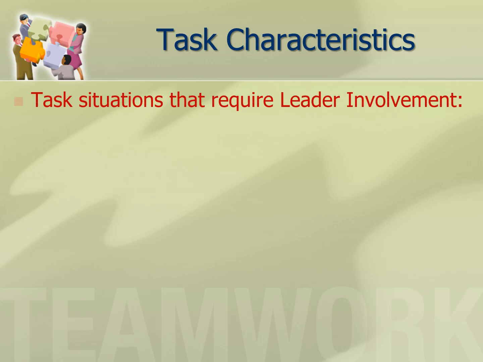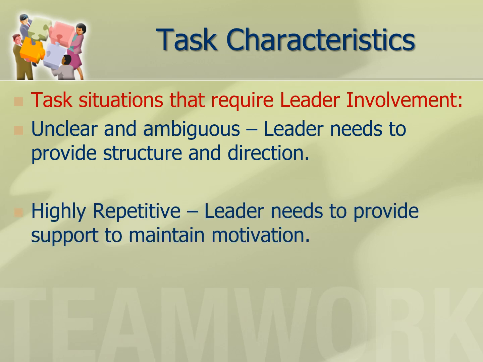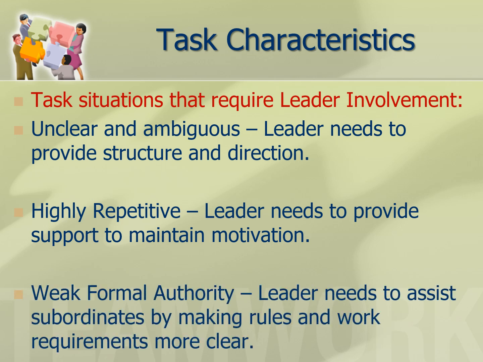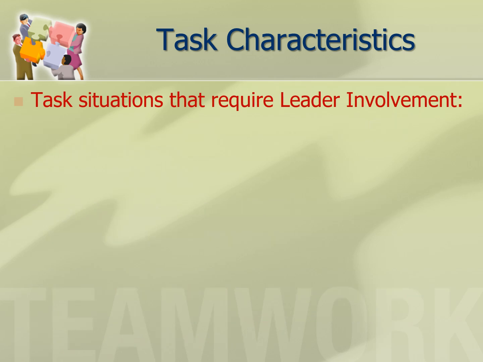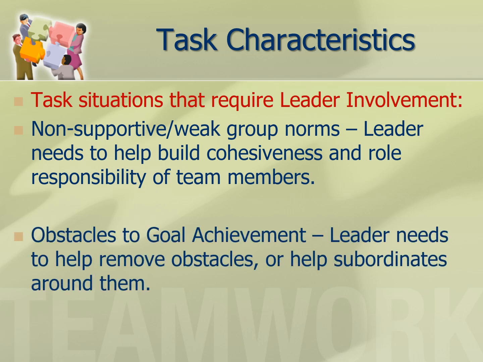Task characteristics require leader involvement. Unclear and ambiguous: the leader needs to provide structure and direction. Highly repetitive: the leader needs to provide support to maintain motivation. Weak formal authority: the leader needs to assist subordinates by making rules and work requirements more clear. Non-supportive, weak group norms: the leader needs to help build cohesiveness and role responsibility as well as commitment of the team members. Remove obstacles to goal achievement and help the subordinates around them.